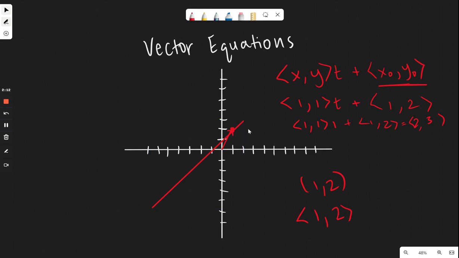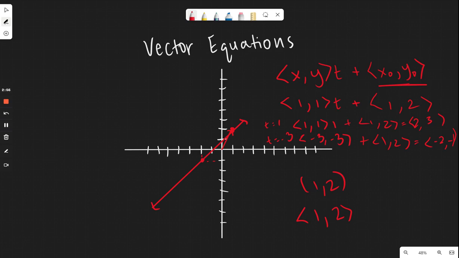It's (2, 3). And this line will go on forever. If t were, for example, -3, then our vector would look like (-3, -3), if this is when t is 1, this is when t is -3, plus (1, 2), which would be (-2, -1). If we look right here, if t is -3, we go down once, down twice, and down the third time, and this indeed is the point (-2, -1). So this is how we move up and down a vector equation.